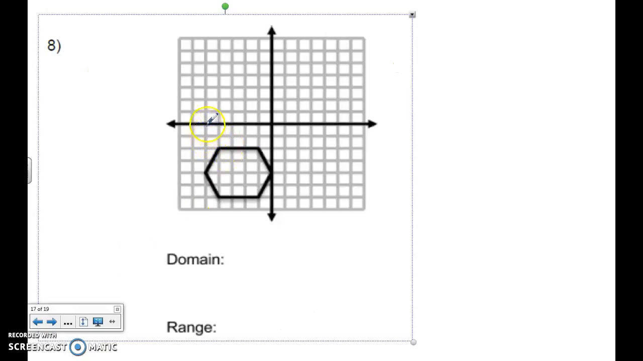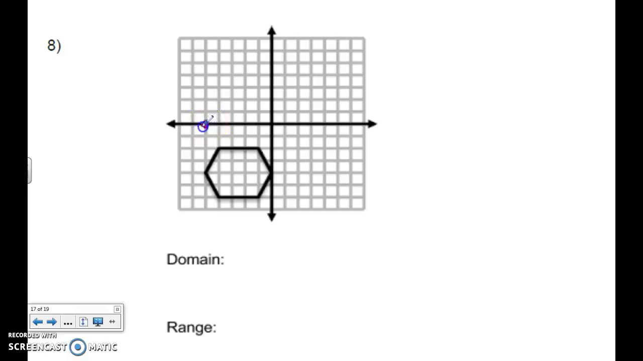All right, let's look here. Domain again deals with x. So I'm looking, here's my first x value. Here's my last, and these are all in between. It looks like this is my smallest one, and that's my largest one at 0. And 1, 2, 3, 4, 5, -5. All of my x's are between those. So I've got from -5 to x to 0, less than or equal to.